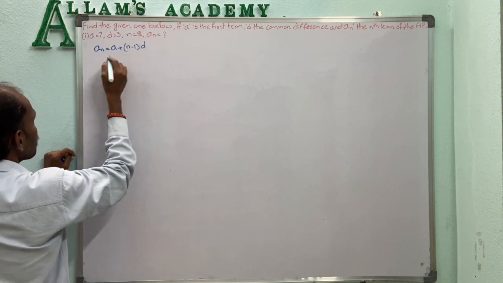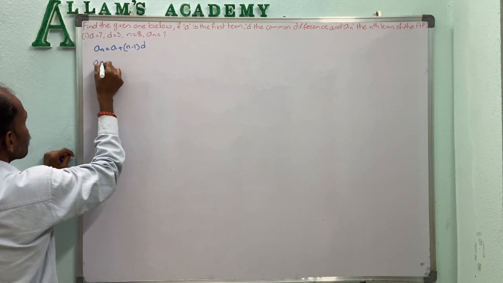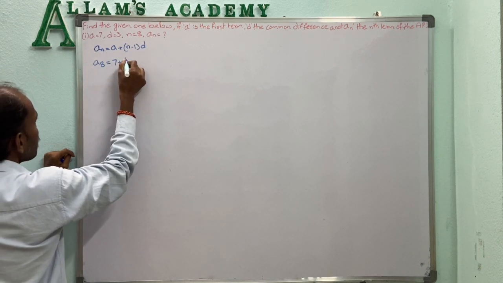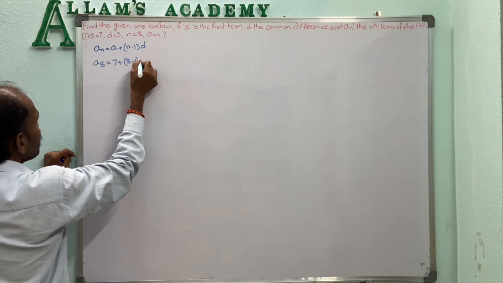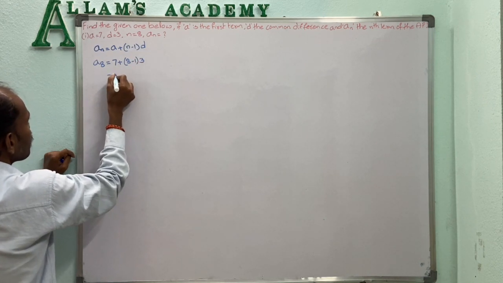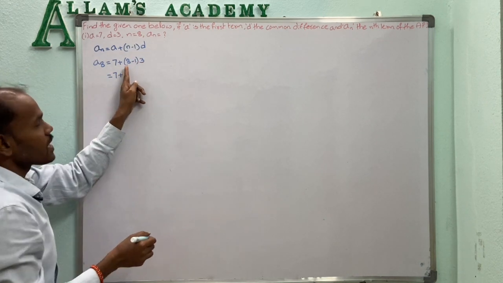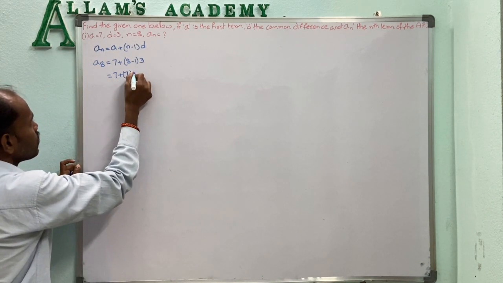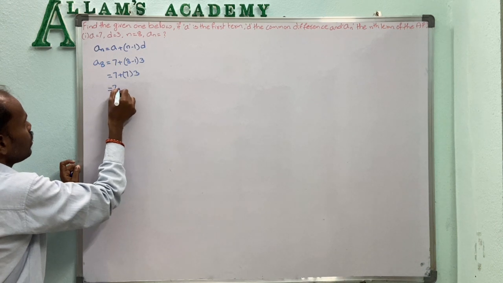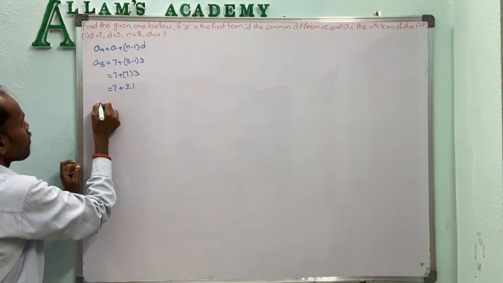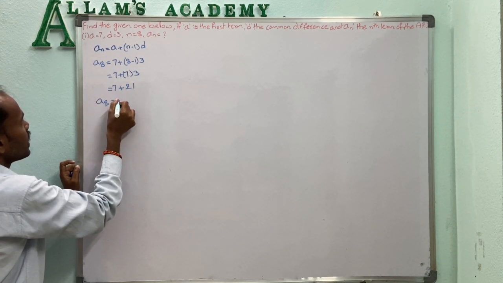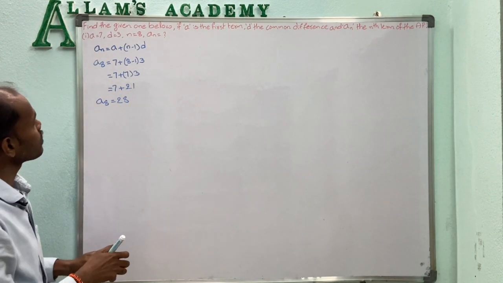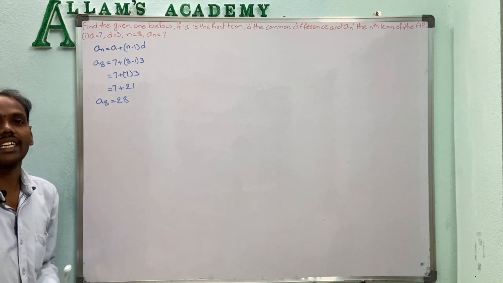So here we want to find the 8th term. So a8 equal to 7 plus n minus 1, 8 minus 1, into d equal to 3. So 8 minus 1 is nothing but 7. So 7 into 3, 7 threes are 21. So 21 plus 7 is 28. So the 8th term of this series is 28.